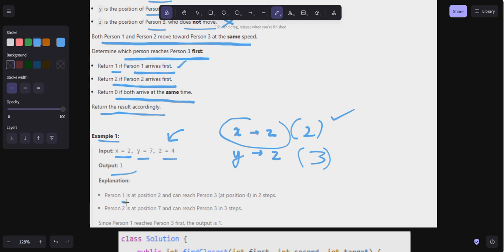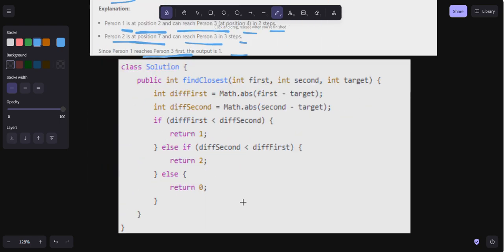Okay, person 1 is at position 2 and can reach person 3 at position 4 in just 2 steps. Okay, person 2 is at position 7 and can reach person 3 in 3 steps. Okay, since person 1 reaches person 3 first, output is 1. That's it. Okay, very simple code.